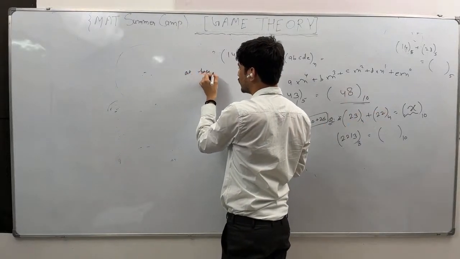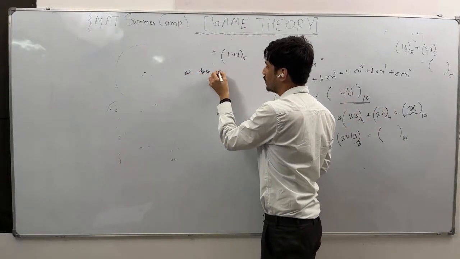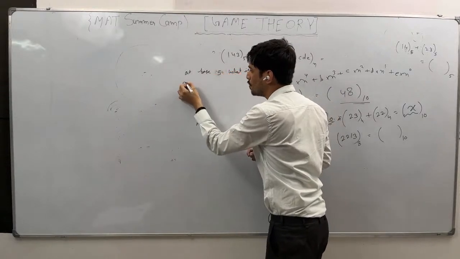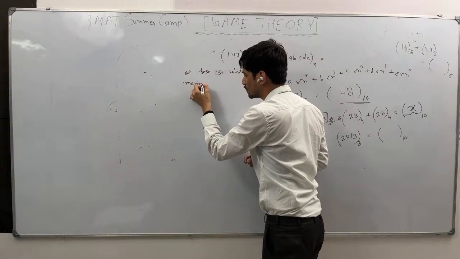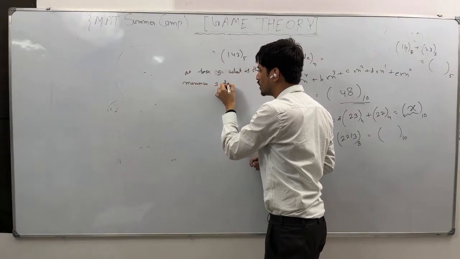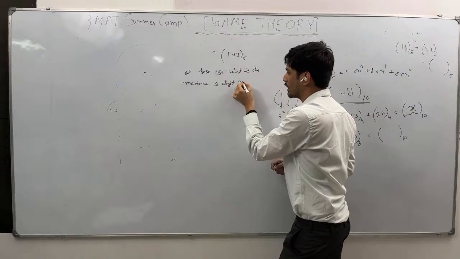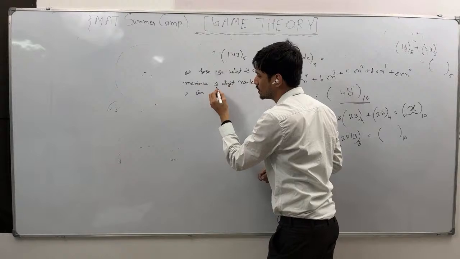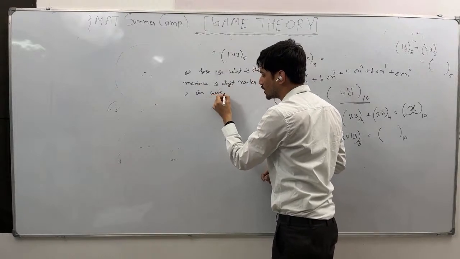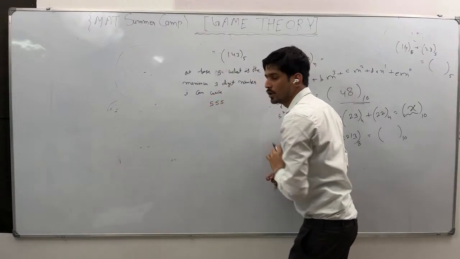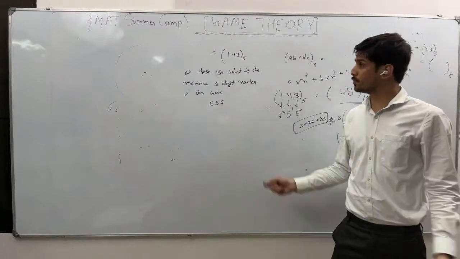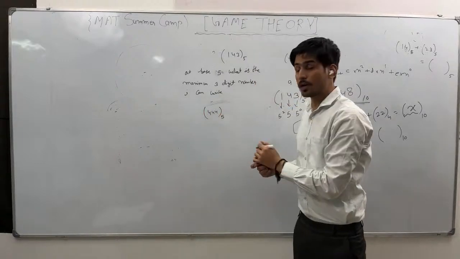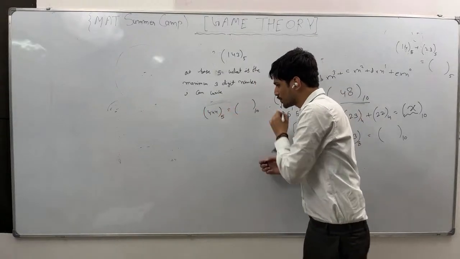First, you solve this. At base 5, what is the maximum 3-digit number I can write? Maximum 3-digit is 444. But this is in base 5, right? How will I convert it into base 10?